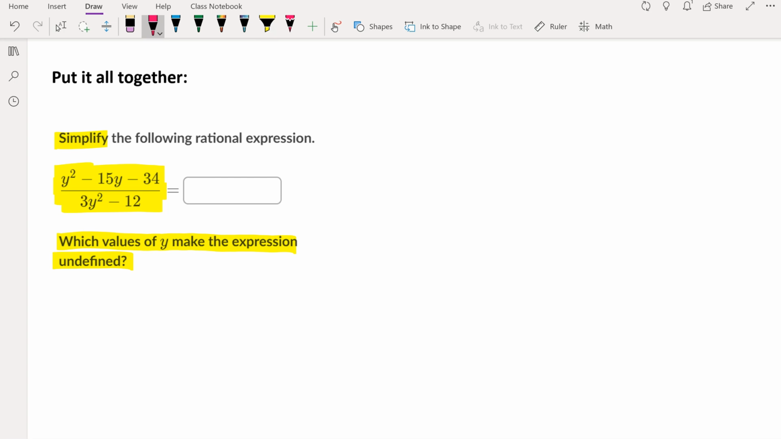All right, and the first thing we're going to do is simplify. Well, let's take this over here really quick. Can we simplify this right now? Can we cross anything out? No, everything's being separated by addition or subtraction, right? But can we factor? Yes, we can. So first, you're going to factor all parts.